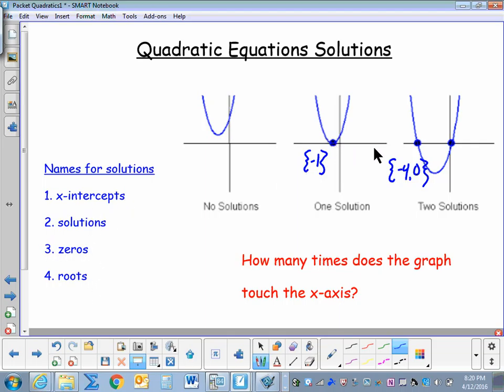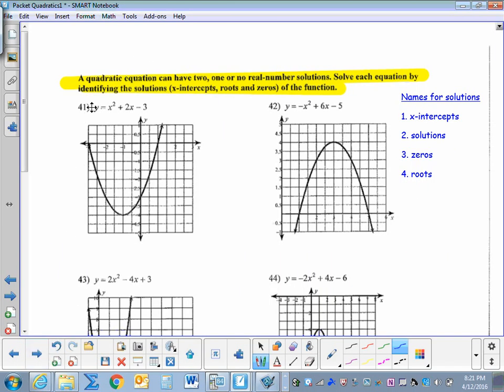X-intercept. What is the x-intercept? Those are the solutions. Solutions is answering it. Zero is the zero of the function. What is x when y is 0? And roots are talking about taking the square root or the real roots. So a quadratic equation can have 2, 1, or no real number solutions. Solve each equation by identifying the solutions, the x-intercepts, the roots, and zeros of the function.